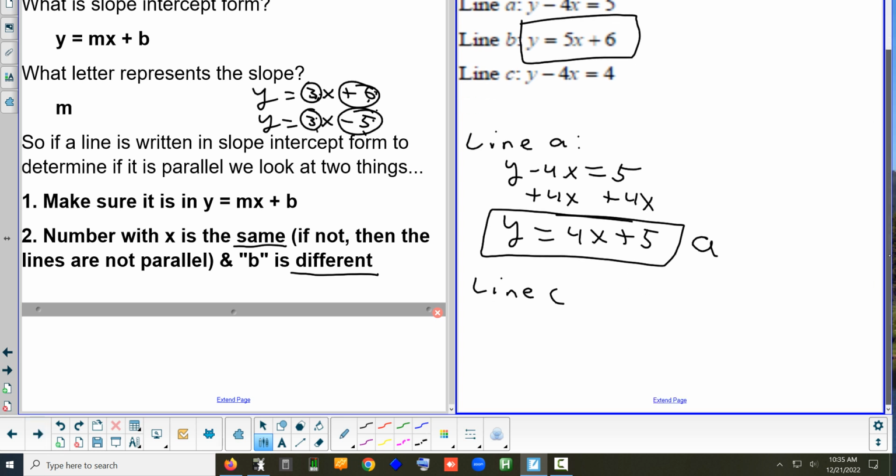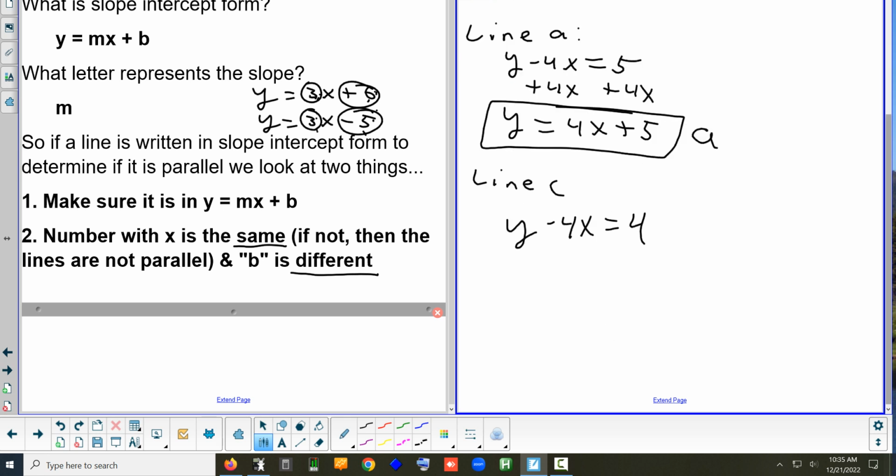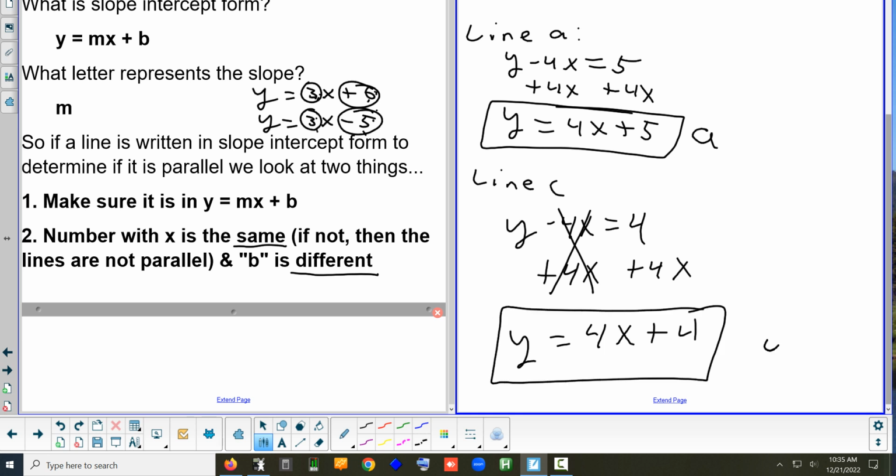And let's fix line C. y minus 4x equals 4. What would I have to add to both sides to fix line C? 4x. So that's gone, and I get y equals 4x plus 4. And that is line C.